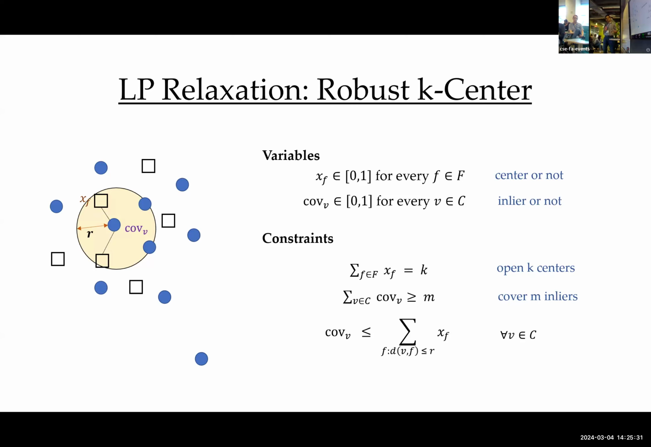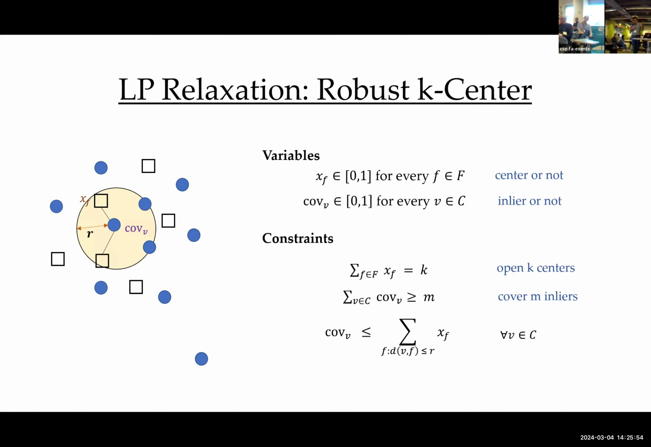So if I look at a ball of radius R and look at fractionally how many facilities I have opened, that must dominate the value of tau. So basically, if I draw a ball of radius R around any client, the total X mass sitting in that ball must be at least tau. That's the picture to take over.